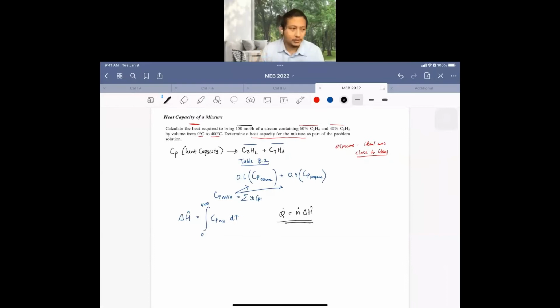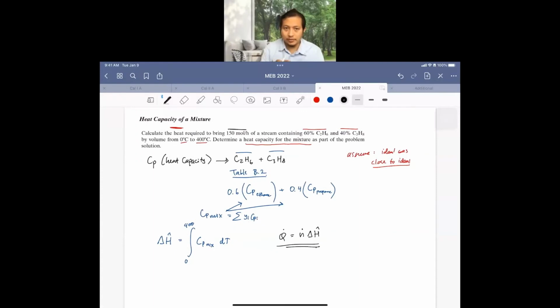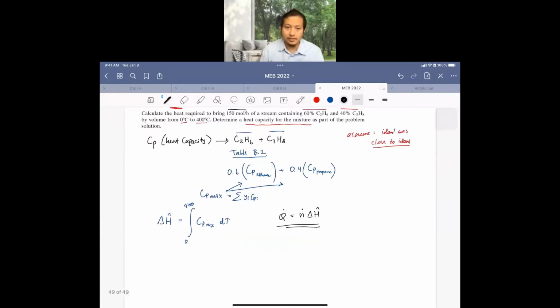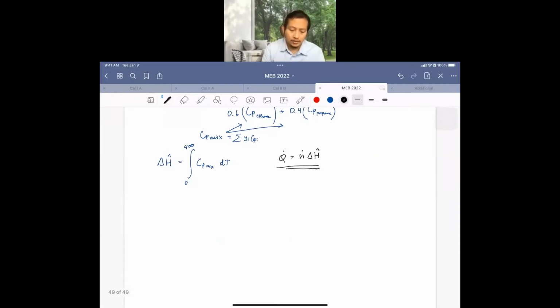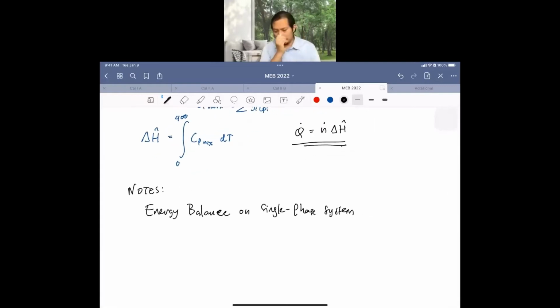So I will just add some notes. Okay. So we've done this for the mixture, right? The CP for the mixture. The notes that I want to add is the energy balance on a single phase system. So what single phase means is that we are not involving any phase change conditions.